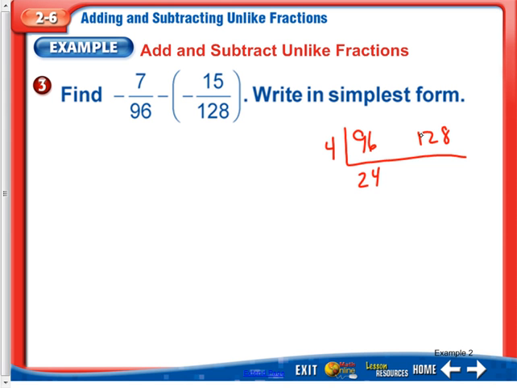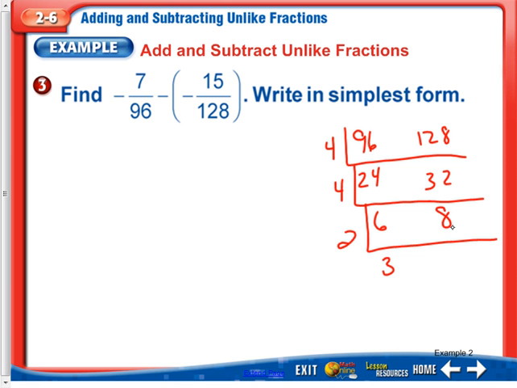All right, and then the 4 goes into 12 3 times and into 8 twice. So I know that I can actually go into this with a 4 again. So 24 divided by 4 is 6. 32 divided by 4 is 8. And I know that I can actually go into this even further. I could use a 2. 6 divided by 2 is 3. 8 divided by 2 is 4. All right, and now I can't go any further with my 3 and my 4.